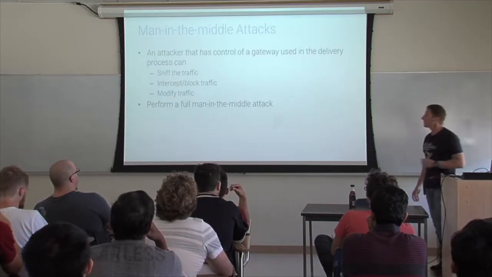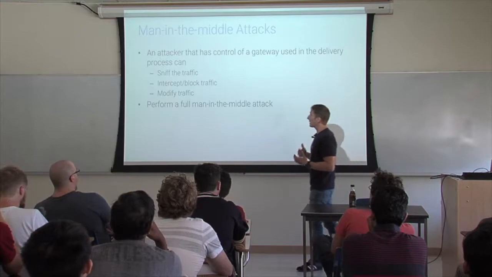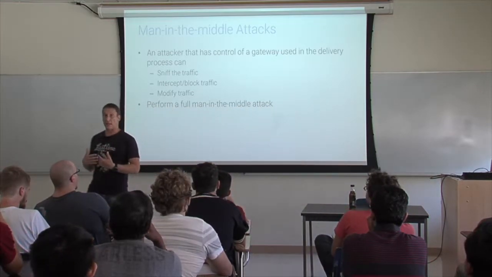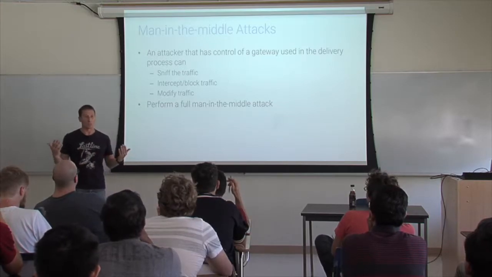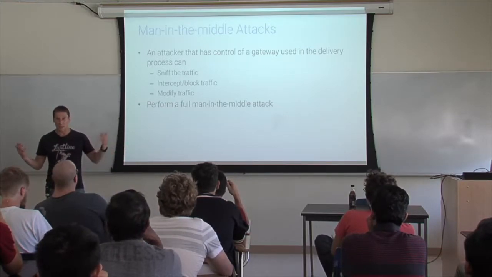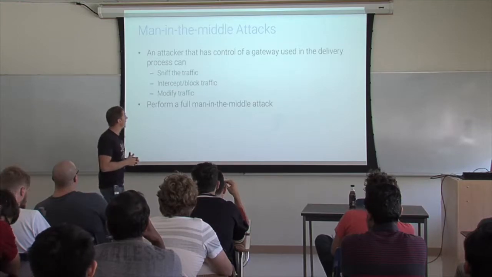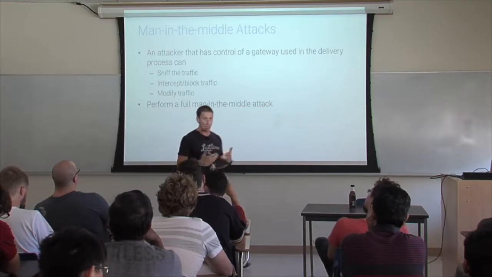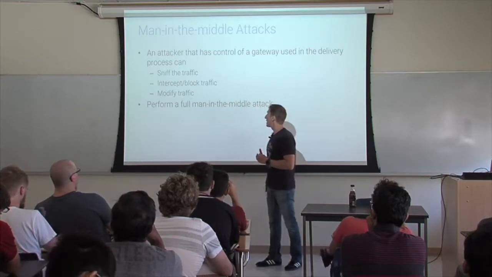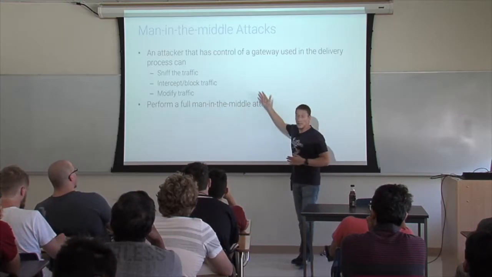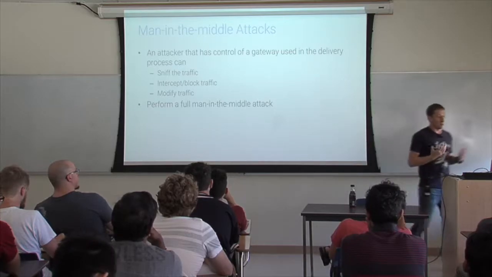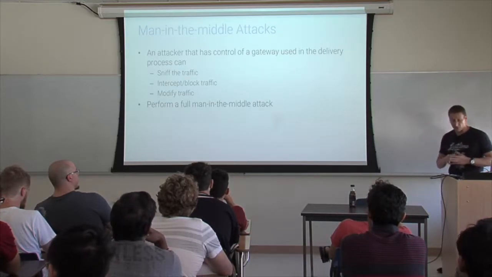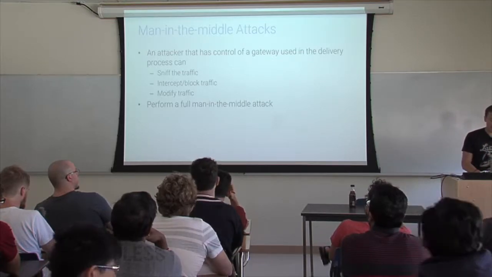Of course, you can also perform man-in-the-middle attacks in an indirect communication. If you're a gateway, of course, you are in the middle of the communication, so you can do all the attacks that we saw in the case of direct connection through ARP spoofing. In this case, you don't even have to do anything because you are actually an intermediate step in the delivery.